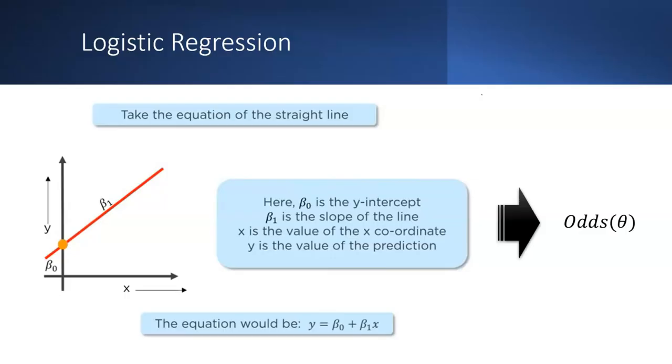So the slope will be lesser if it is more aligned with the x-axis, and the slope will be higher if it is aligned with the y-axis. x is the value of the x coordinate, and y is the value of the prediction, basically. So here is the equation. This is a very basic equation: y equal to b naught plus b1x.